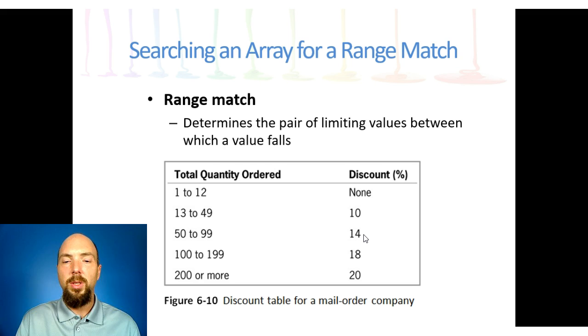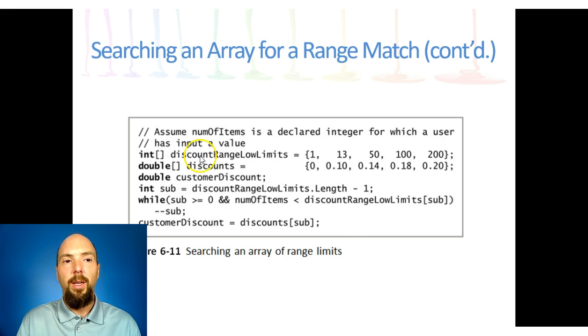The way that I'm going to do this is I'm going to create 2 parallel arrays. One is going to hold the minimum value that is required to get the discount, and the other array is going to hold the actual discount. So what we'll have here is our discount range low limits. That's the lowest number available in that range to get the discount. If I order anywhere from 1 to 12 items, I get no discount. If I order 13 to 49 items, I get a 10% discount. If I order 50 to 99 items, I get a 14% discount, and so forth.